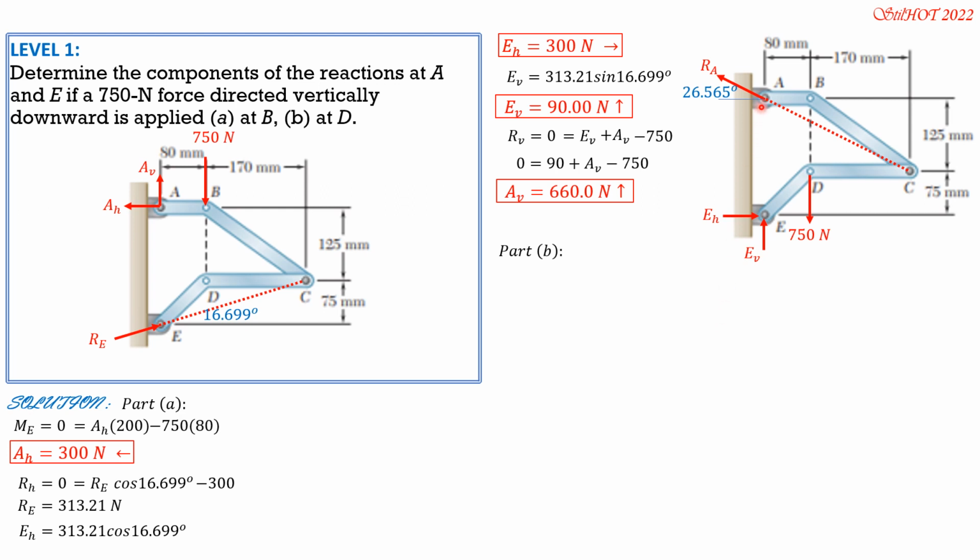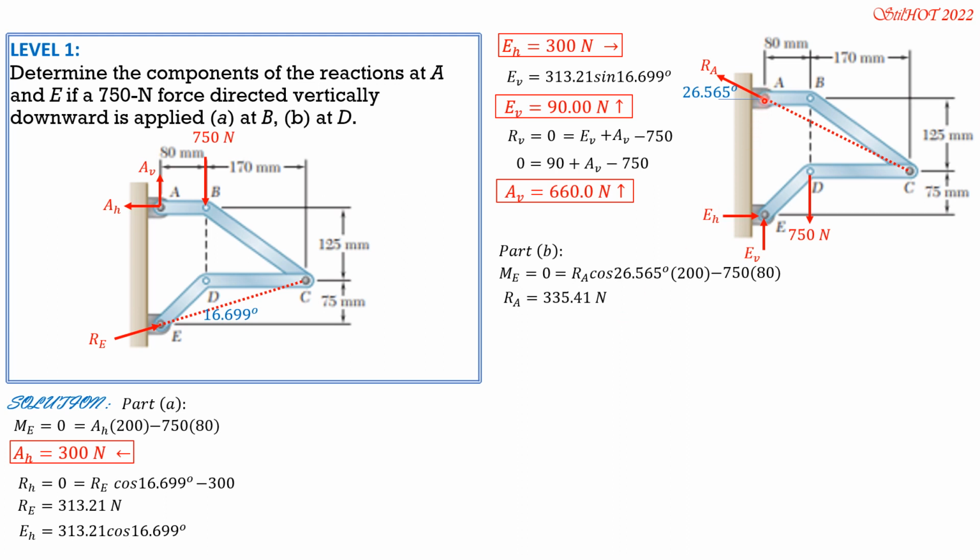So to solve for RA, we set moment at E equal to 0. There are two components, horizontal and vertical, but the vertical component passes through E, so only the horizontal component counts. Counterclockwise positive. So this is RA cosine of 26.565. The moment arm is again 200. Then minus 750 times 80. Then we can solve RA with magnitude 335.41 newtons.